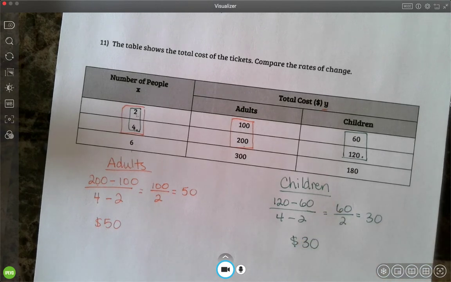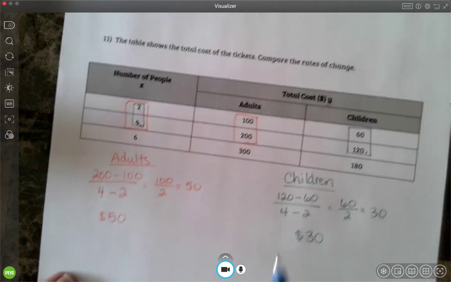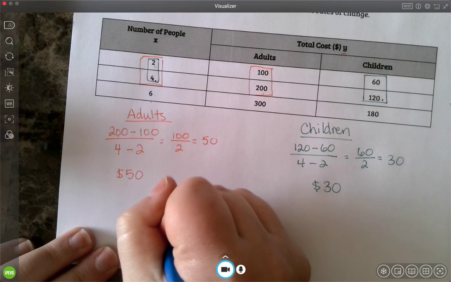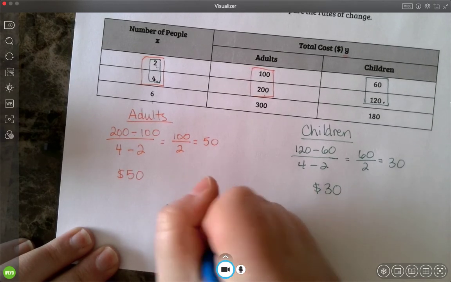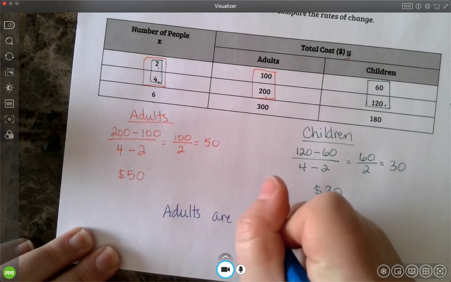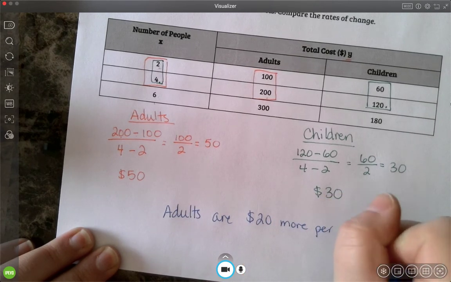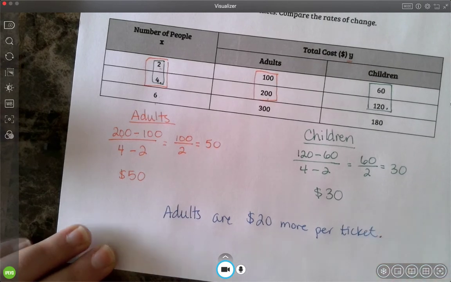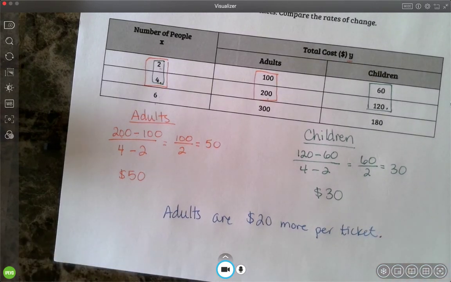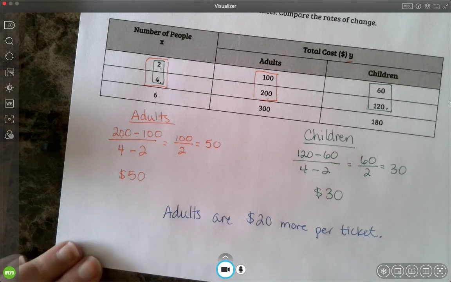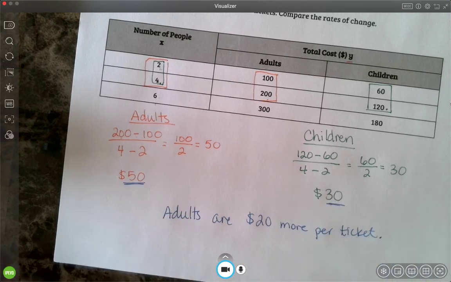So then the last step comes, compare the rates of change. You could say something like adults are $20 more per ticket. That isn't the only answer. You could say children are $20 cheaper than adults. There are lots of different correct answers, but you need to do something where you compare these two numbers that you got together, okay? So that's the last step for that problem.